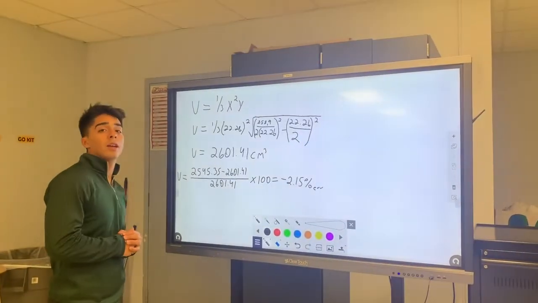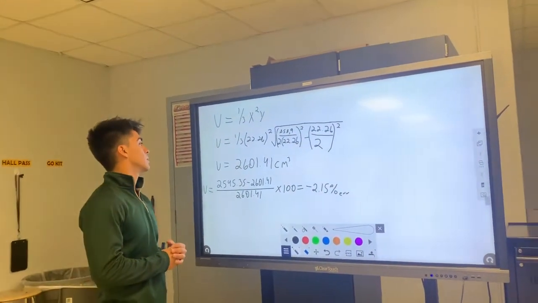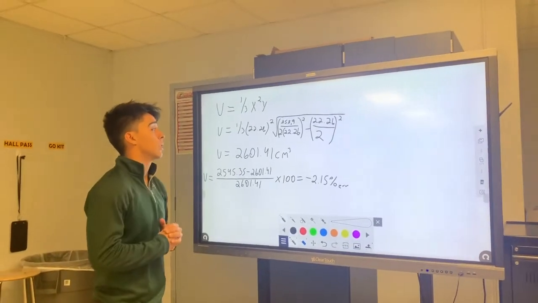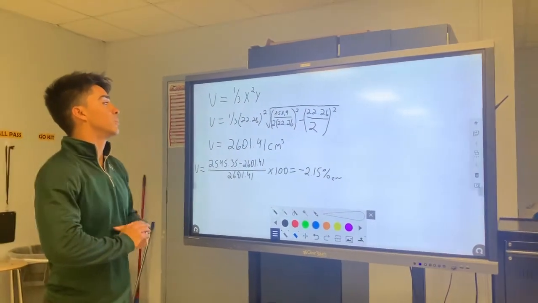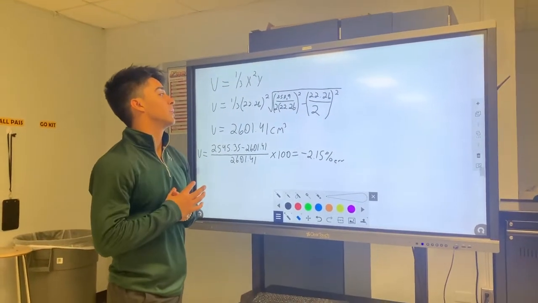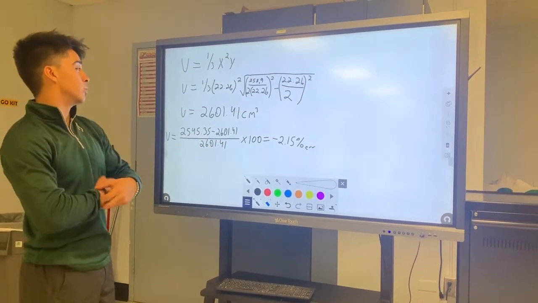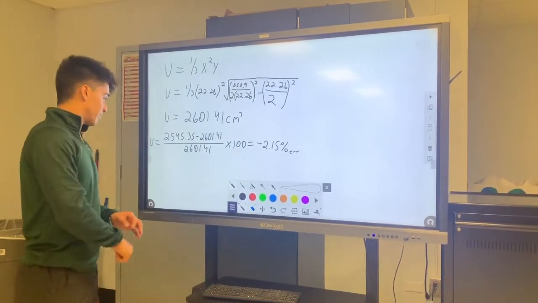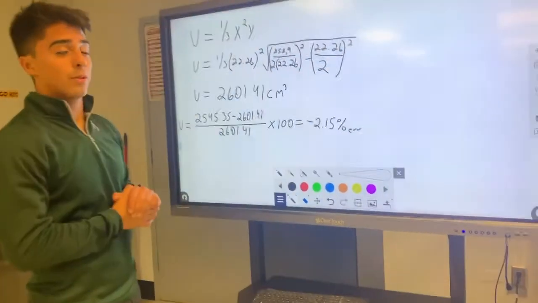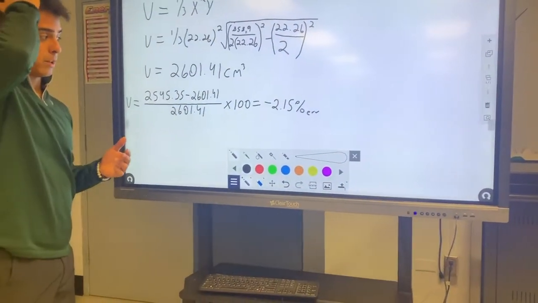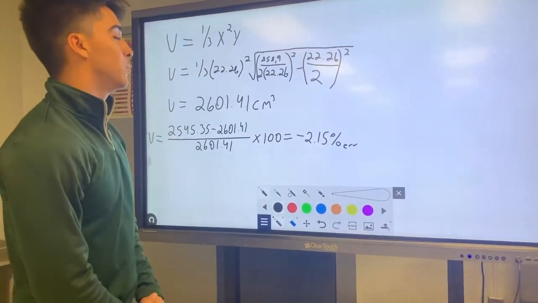Volume equals 1/3 x squared times y. Then you plug in the previous values, which gives us a volume of 1/3 times 22.26 squared times the square root of 858.9 over 2 times 22.26 squared minus (22.26 over 2) squared, which gives us the optimized value of 2,601.41 centimeters cubed. Then you plug in the original volume of the pyramid minus the optimized volume of the pyramid, over the optimized volume of the pyramid. We multiply that times 100, which equals negative 2.15%.